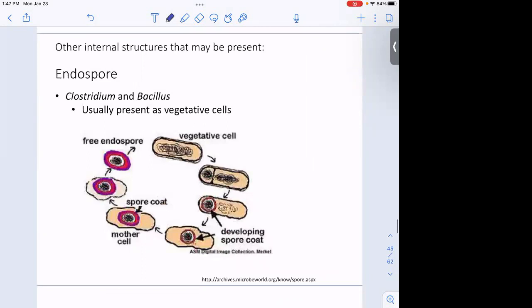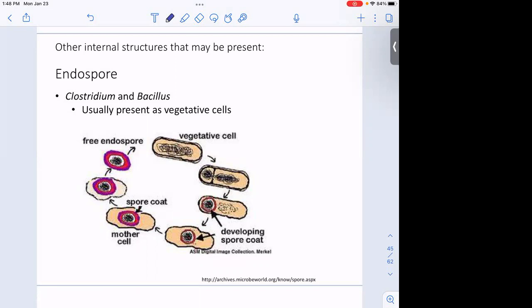Another structure, kind of wrapping things up here, I think this is the last one I'm going to talk about for prokaryotes that may be present, are endospores. And this is not common in the bacterial world. There's really only a couple of genera. There's two that are really famous for being able to make endospores. That's Clostridium and Bacillus. We'll talk more about both those organisms later on in the semester. Some really cool infections that they can cause, like anthrax or C. diff, for instance.